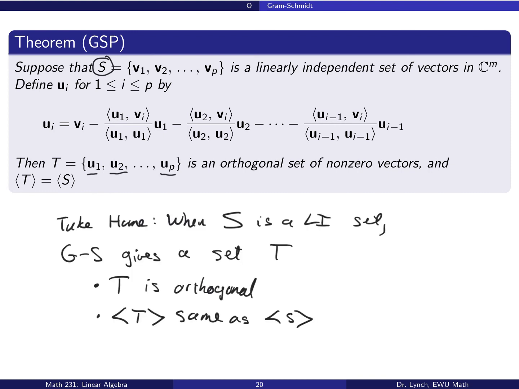Okay, so I won't go through the proof of this theorem, it's in the textbook, but the take-home message is that when S is a linearly independent set, of course not every linearly independent set is orthogonal, but the Gram-Schmidt process gives us an orthogonal set and the span is the same. So it's sort of an improvement on this linearly independent set to an orthogonal set. So let's go ahead and put this to work.